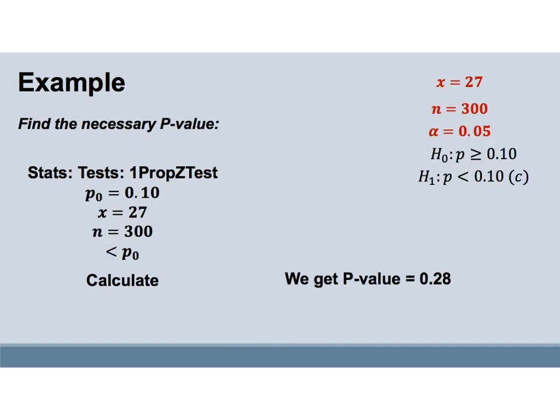Alright, so if you go into one prop Z test, which like all the rest of them is in stat tests, the P naught, just like before with the ones that had to do with mean, comes from your null alternative, and the bottom question comes from your alternative.